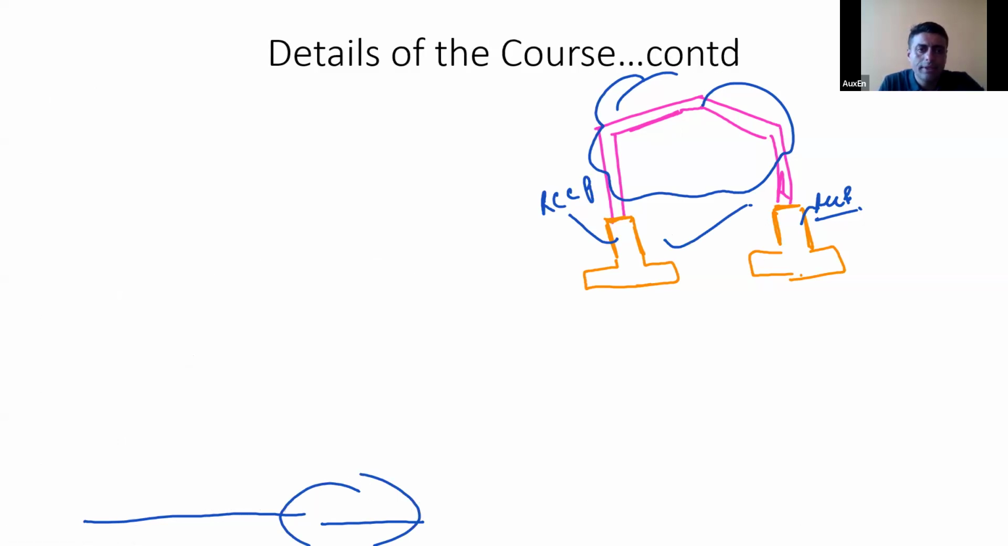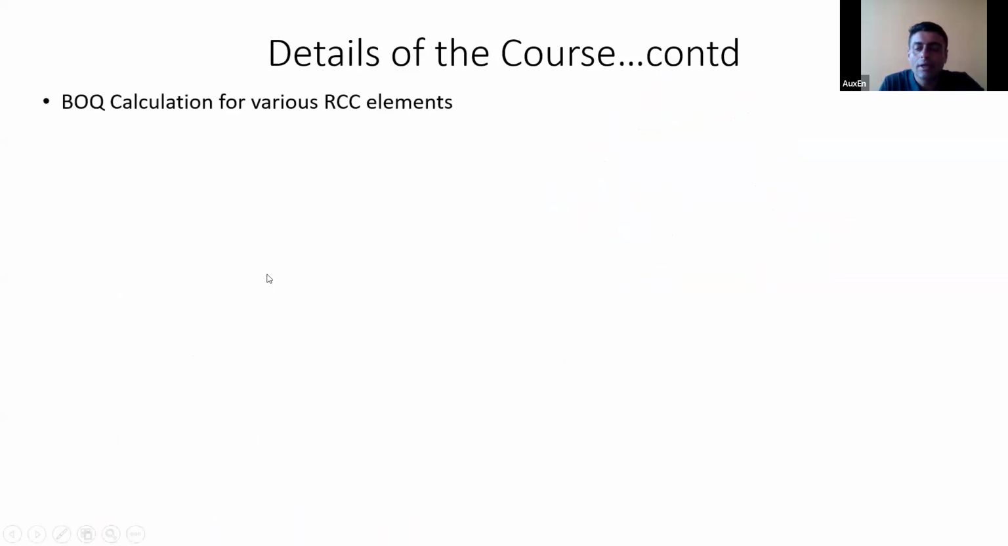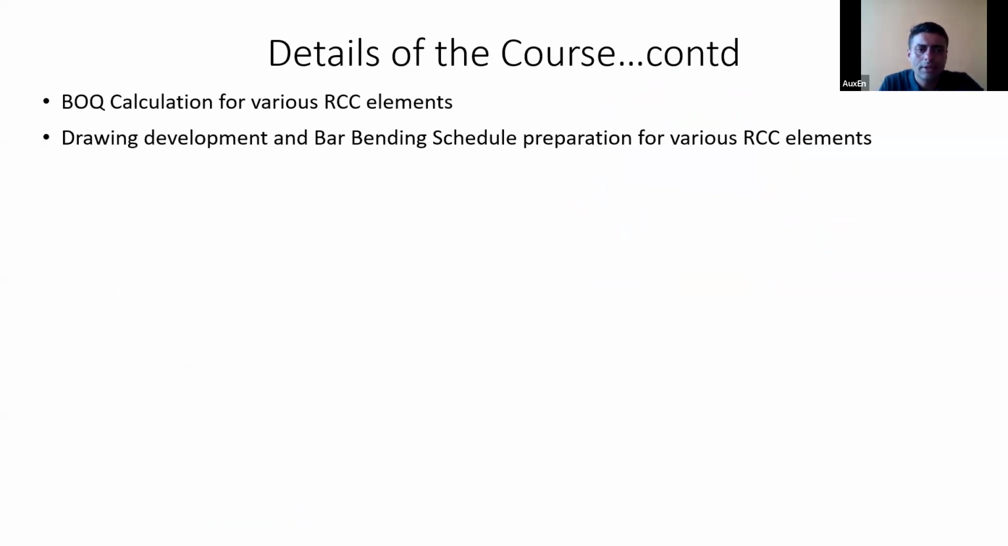And then once we understand all these elements, then we will take up, no, before that, we'll have a quick look at the BOQ calculation of various elements, what's happening, how it is being done. We will also be looking at the drawing development and bar bending schedule preparation. This we will club with each and every element itself. So these two things, BOQ calculation and drawing development, we will club with the individual elements themselves.